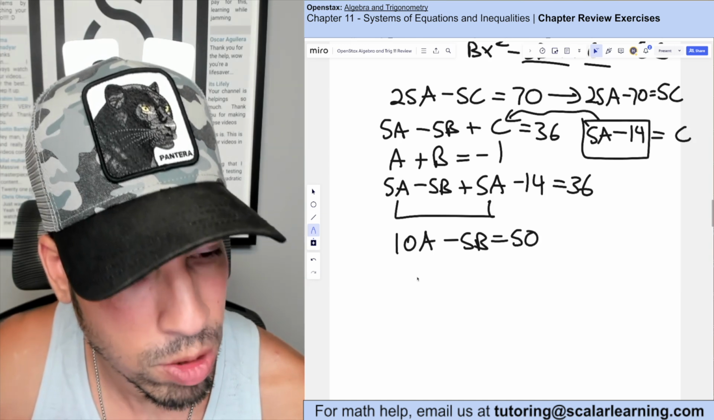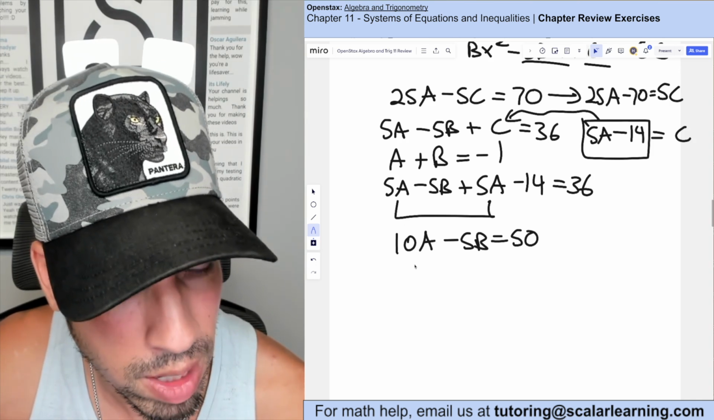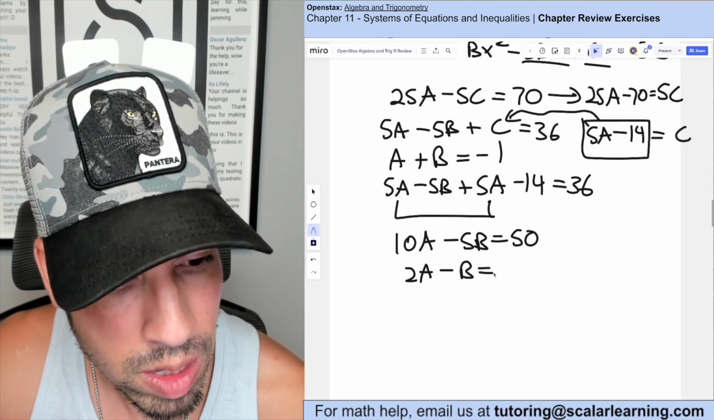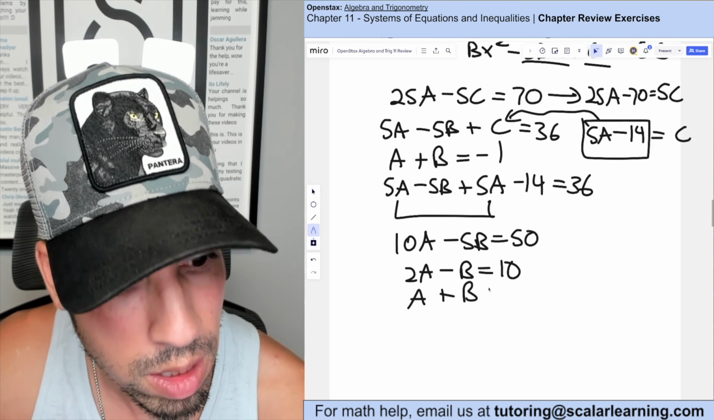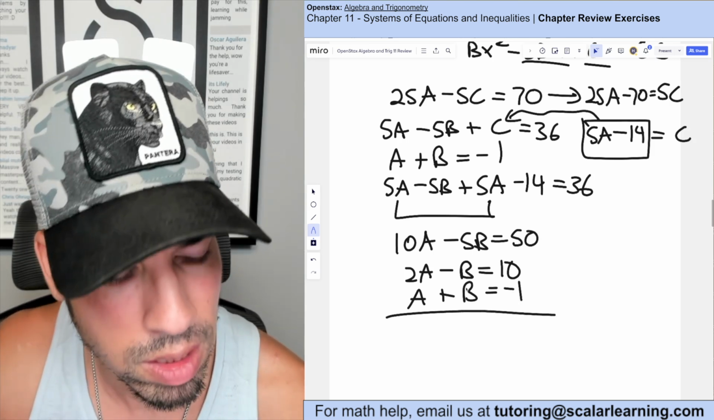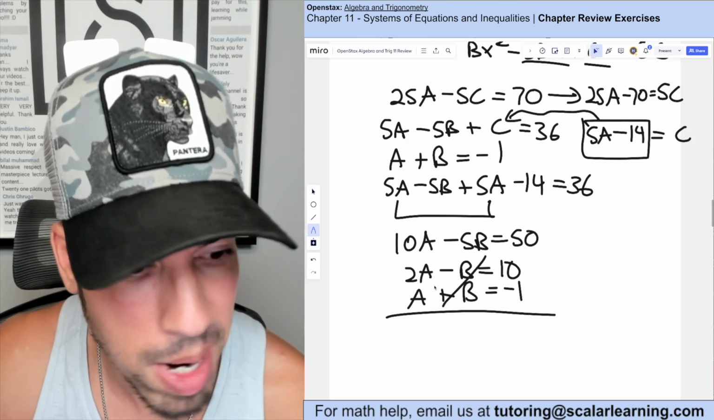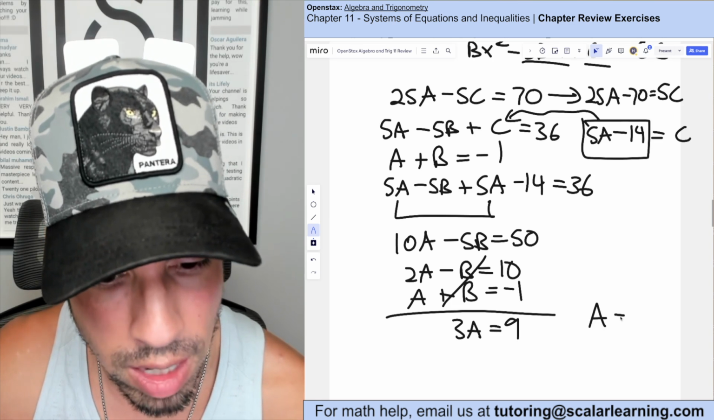And then here I have a plus b equals -1. Actually, before we even combine these, I'm going to divide this by 5. And I got 2a minus b equals 10. Now let's write this right below, right? a plus b equals -1. And now it's perfectly set up for addition/elimination, right? Just add these together. Goodbye, b's. I got 3a equals 9, which means a equals 3.